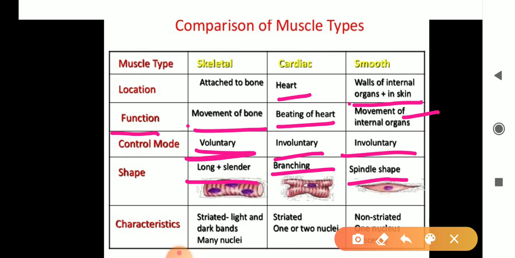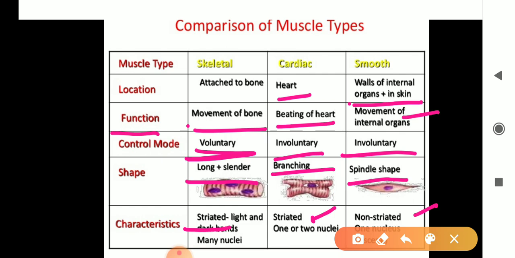Now characteristics. Striated muscle or skeletal muscle is striated, light and dark color bands are found, and it is multinucleated. Cardiac muscle is also striated, bands are found, light and dark colored, and one or two nuclei are present. Mainly one nucleus is present, which means this is uninucleated. And the third one is non-striated, no dark and light color bands are found, and this is also uninucleated.